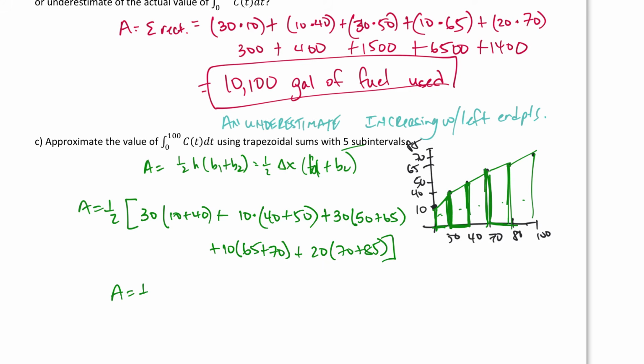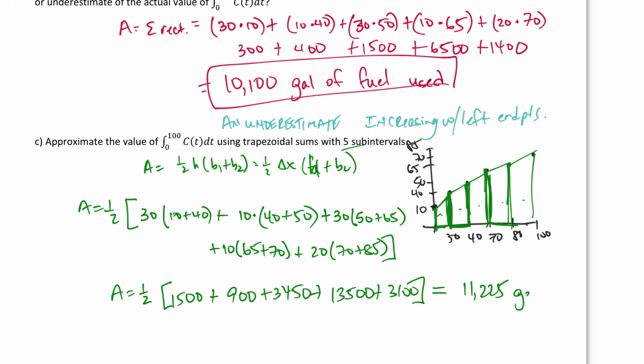Let's clean this up. You get 1/2. And here I'm going to just multiply it all out. 1,500 plus 900 plus 3450 plus 13,500 plus 3,100. And this gives me an approximate value of 11,225 gallons of fuel used.